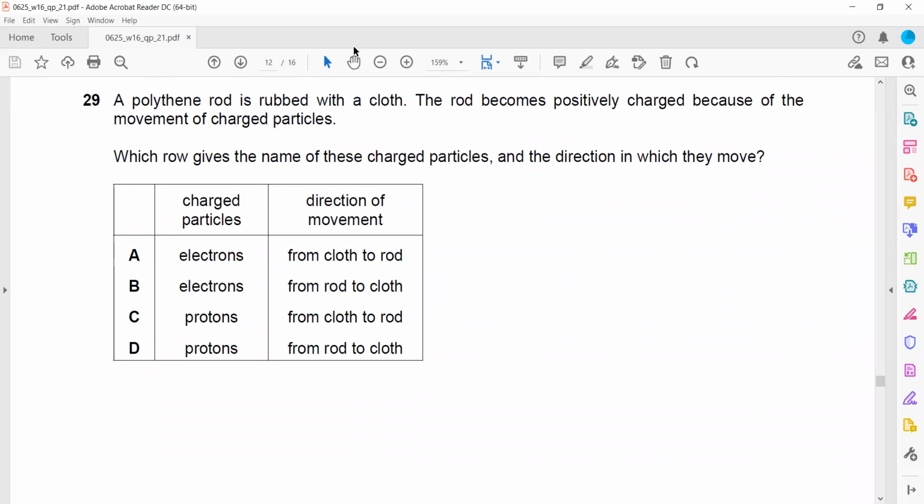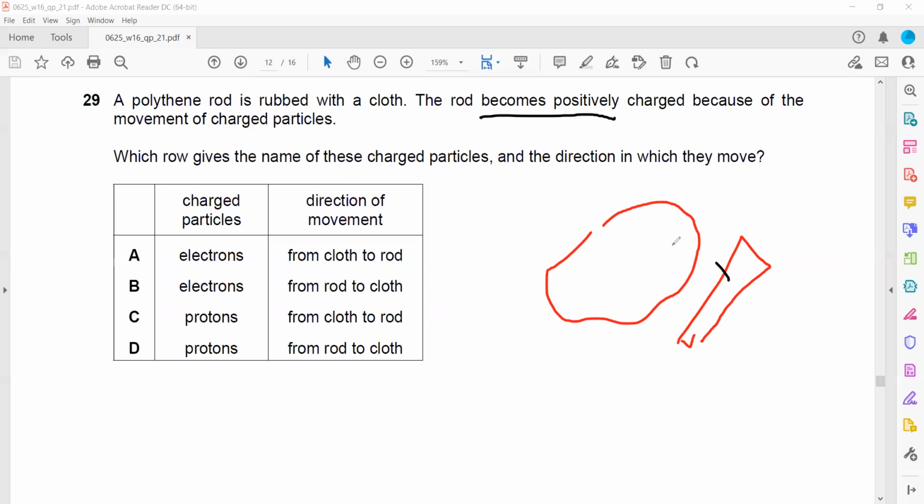A polythene rod is rubbed with a cloth. The rod becomes positively charged. So when we rub the rod with a cloth, rubbing the two objects produces heat, and heat energy transfers the electrons. They mentioned the rod becomes positively charged. It means the rod loses electrons and the electrons are transferred to the cloth. So the cloth gets a negative charge and the rod gets a positive charge. So when charge moves, it is always electrons that move. And what is the direction? Because the rod is positively charged, it means the rod is losing electrons.